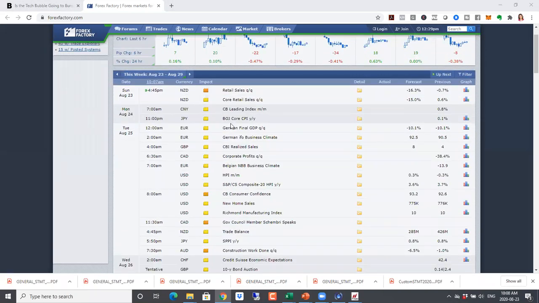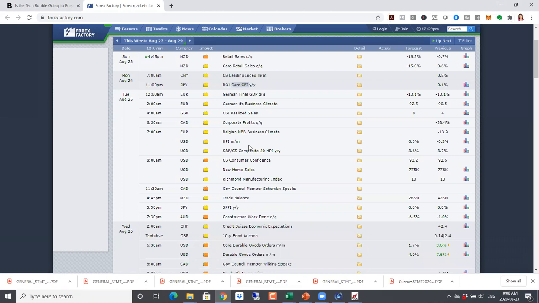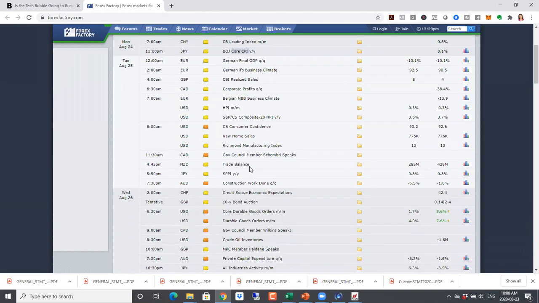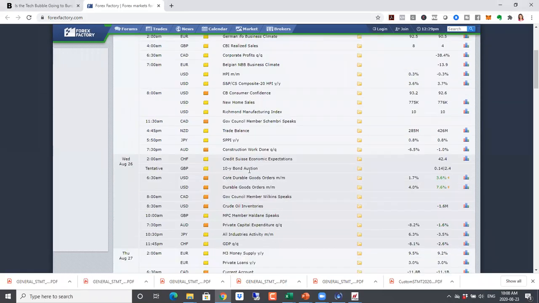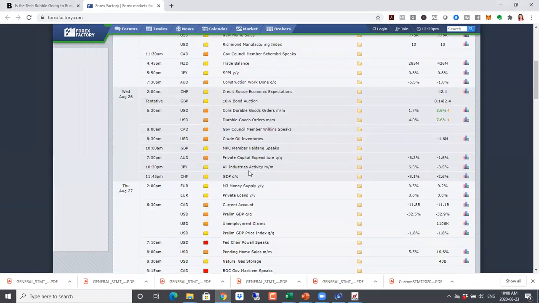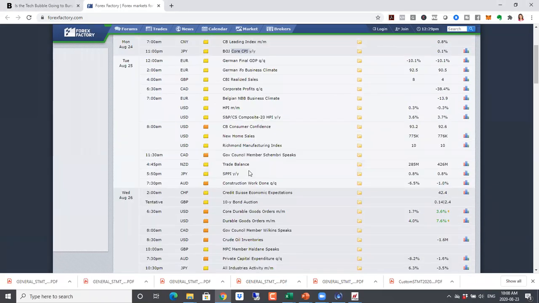Starting the week off here on Monday, we have Bank of Japan CPI numbers. Those will be important any time we have them. The CPI numbers are an important indicator, especially right now. Other than that, we don't have a ton of red data here. August being the holiday month, a lot of people are away, and we don't see a lot of big data.